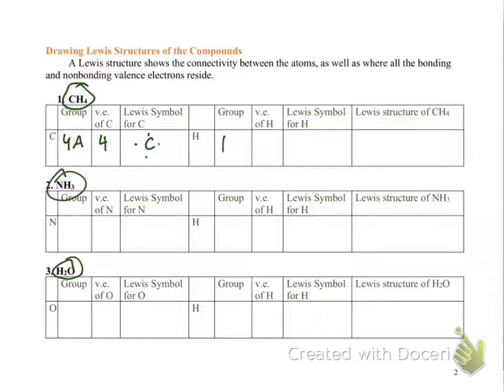Hydrogen, 1st A group, 1 valence electron, and the symbol is this. Now, let me change the color for hydrogen so that you can clearly see. Hydrogen is in the 1st A group, 1 valence electron, and the Lewis symbol is hydrogen with 1 dot. So now let's go back and draw the full structure.